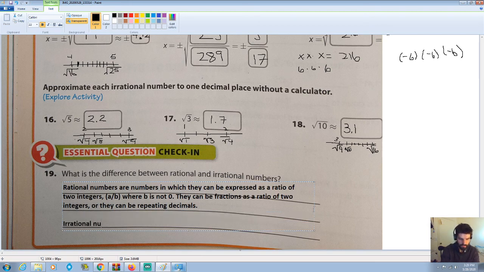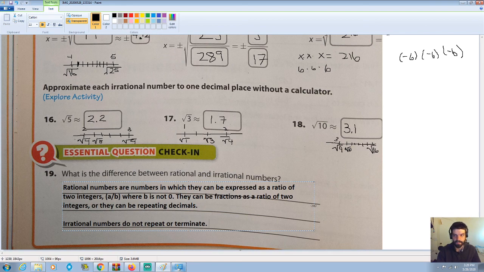Irrational numbers do not repeat or terminate. They go pretty much on forever. And a lot of the time, irrational numbers are going to be square roots of non-perfect squares. So as we saw here, these are all irrational numbers: square root of 5, square root of 3, square root of 10. One thing you might notice right off the bat is square root of 5 and square root of 3 are prime numbers. So a lot of times irrational numbers are square roots of prime numbers other than 1.